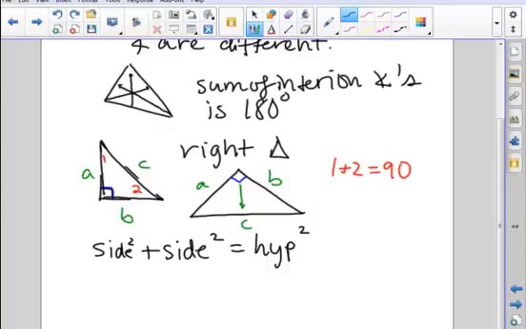So that's a really big property. You guys are not going to have to do any cosine stuff, so that's good. You're done with that.